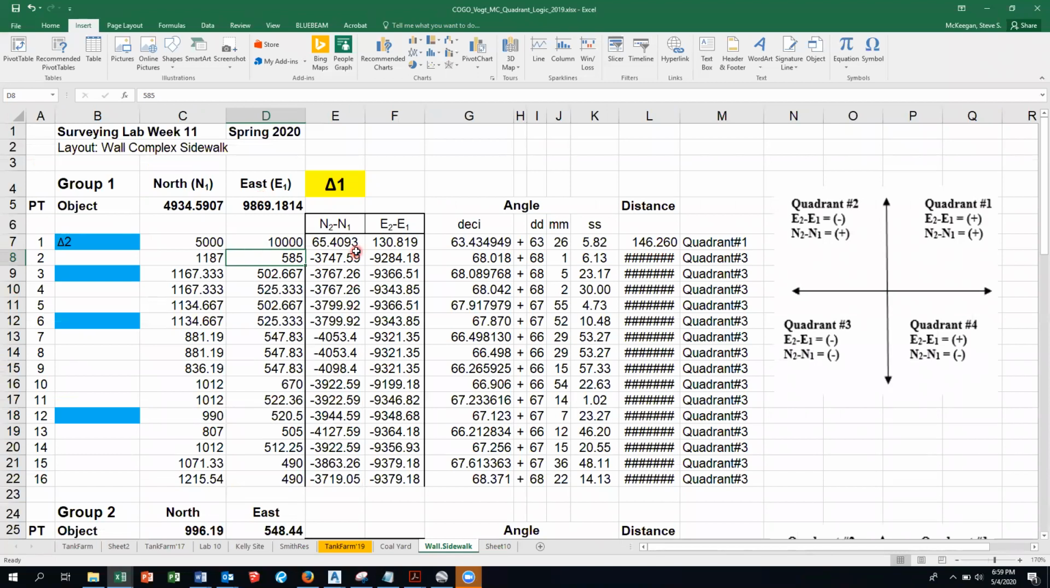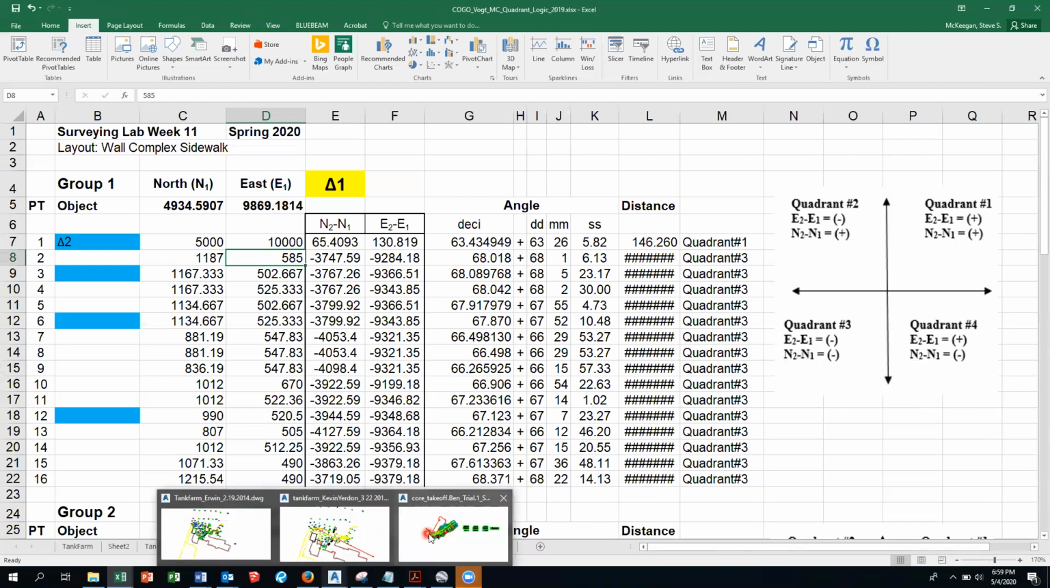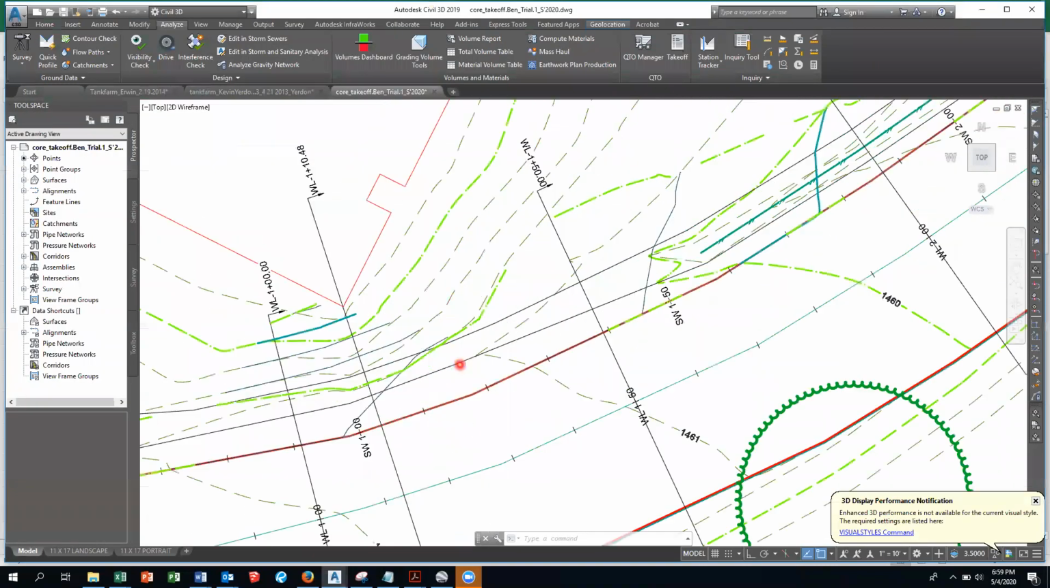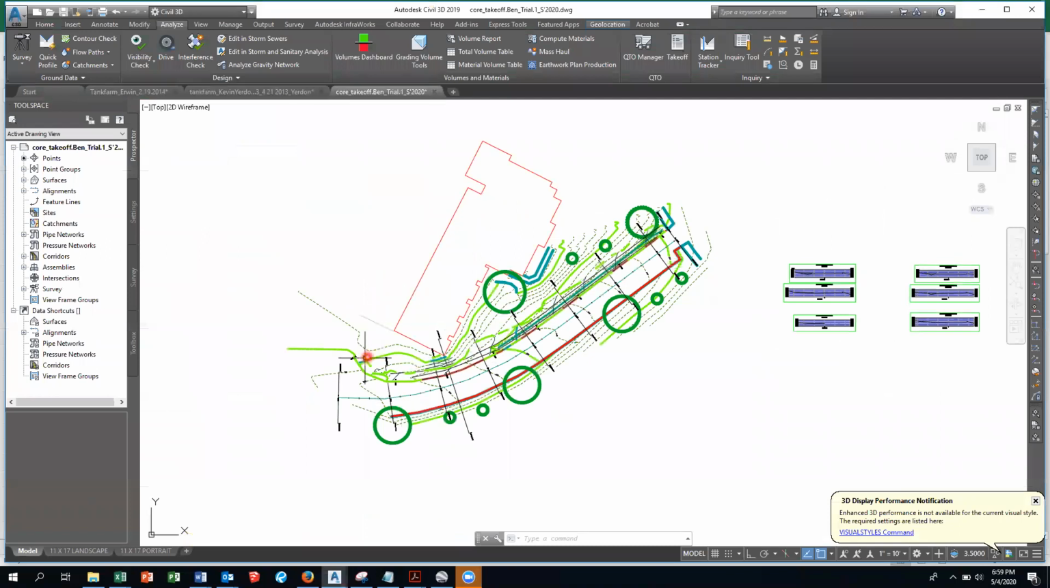There's the angle, 63.26.6, and the distance, 146.21. So I figured I'd just show you where, did that little sucker go? Here it is. So here is the topo that you're going to be generating. These big circles are the canopy of the trees. Okay, that's why you see that.